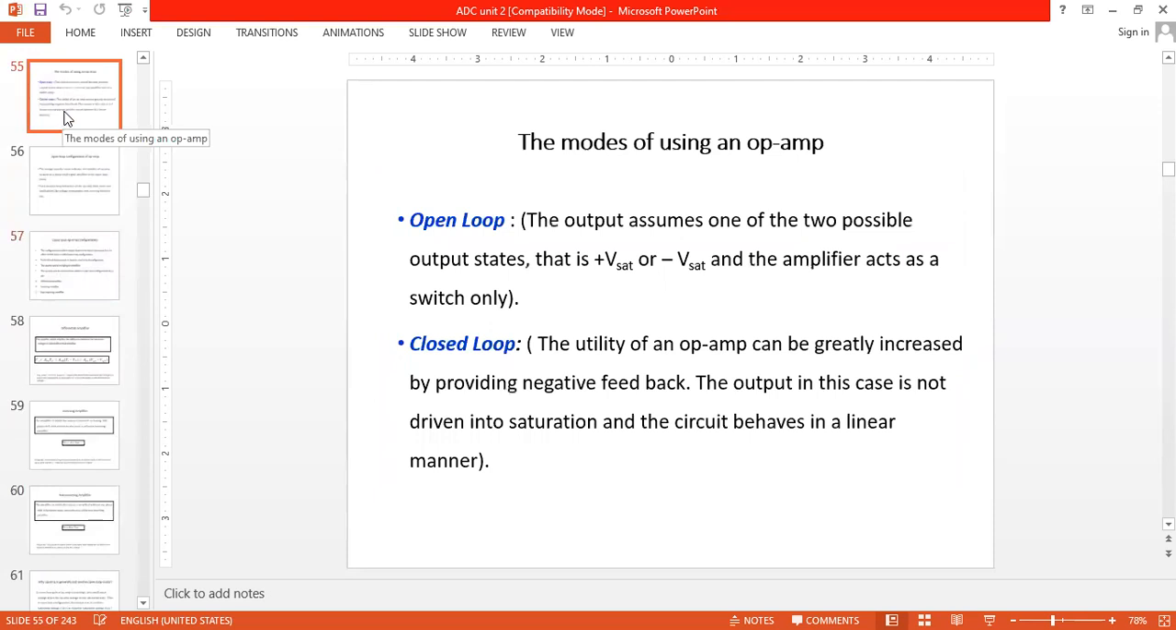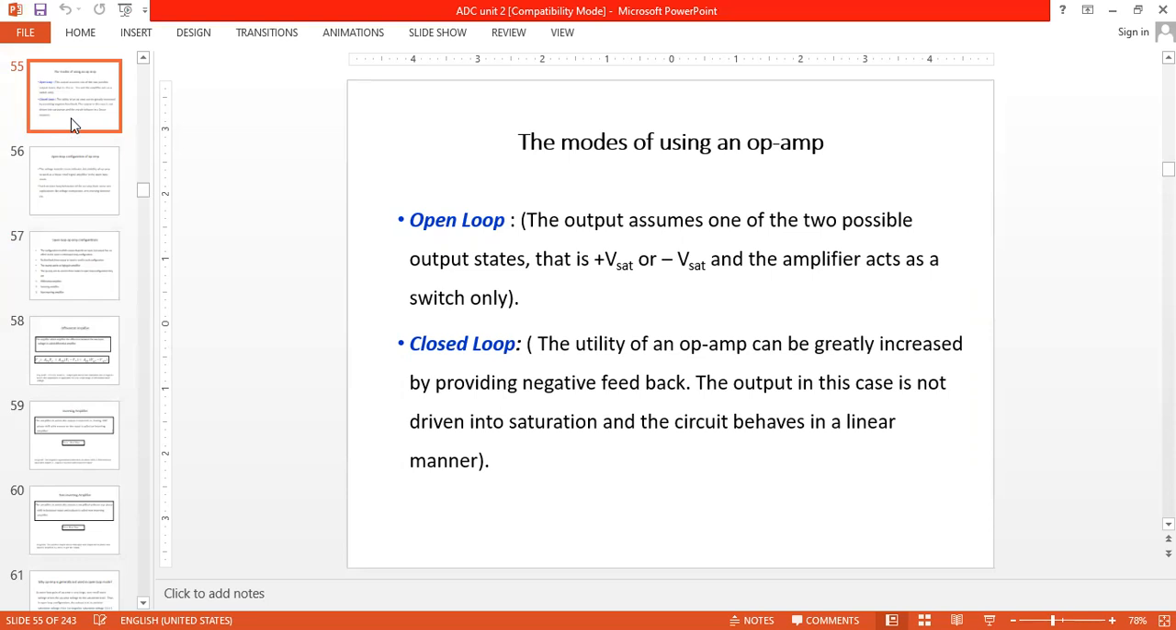Okay, so the modes of operational amplifier. There are two modes. One is open loop mode and the other one is closed loop mode. Open loop mode means we are giving some input, there will be output. Okay, like, I give input, some output comes, like switching on and the fan runs. Okay, that is the basic model. So that is the open loop condition. We can control the output through the input only.